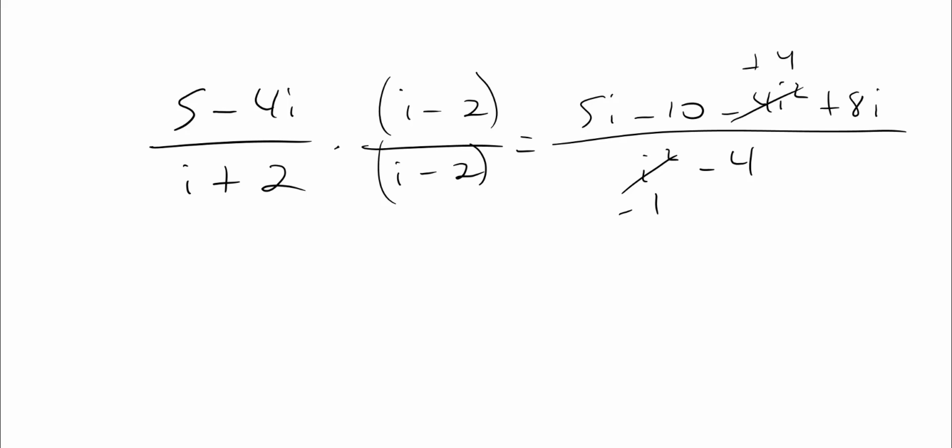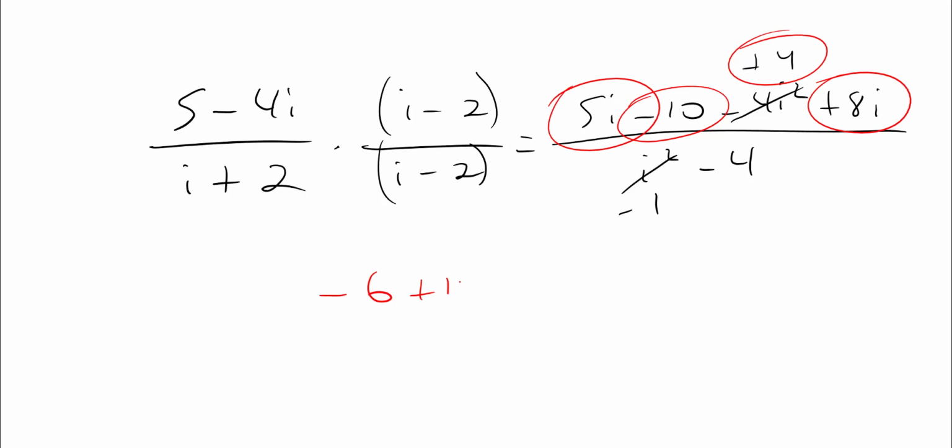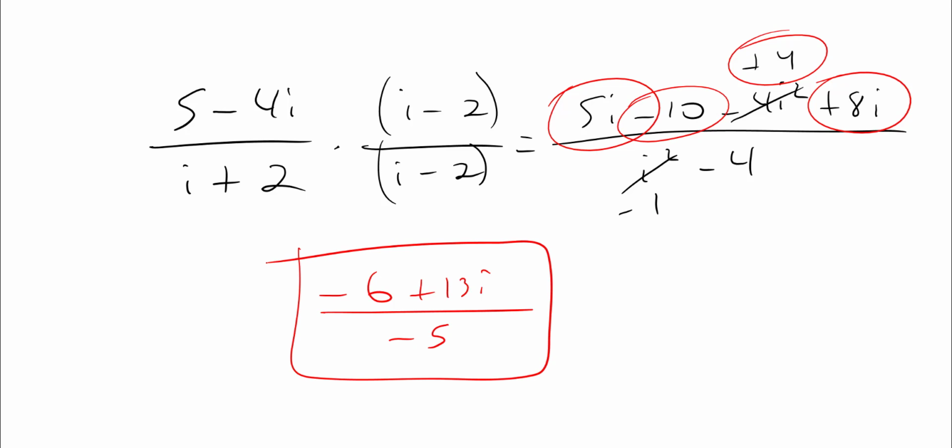Okay, so let's combine some stuff together here. Negative 10 plus 4 is negative 6. And 5i plus 8i is 13i. Denominator, negative 1 minus 4 is negative 5. And that's it. Done with the problem. Okay, we'll do one more, and then that'll be it. It's not bad.